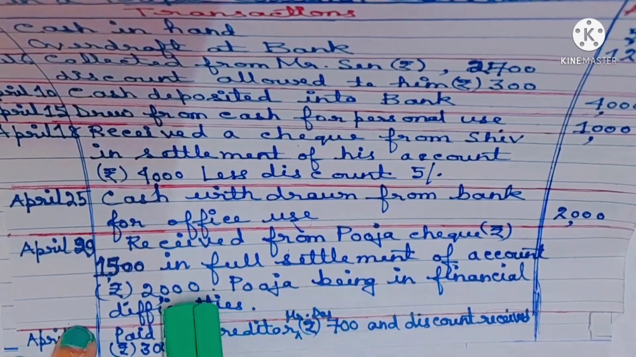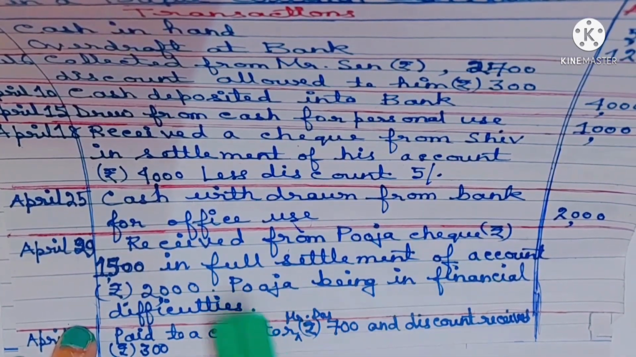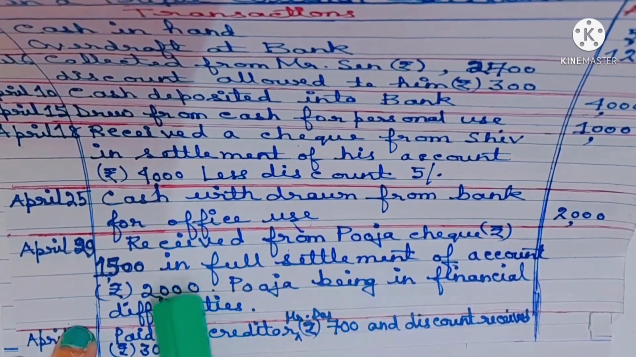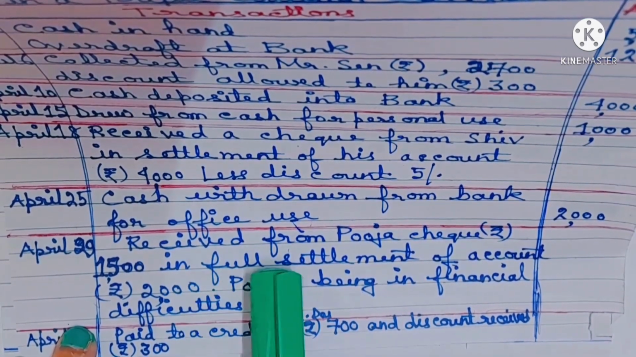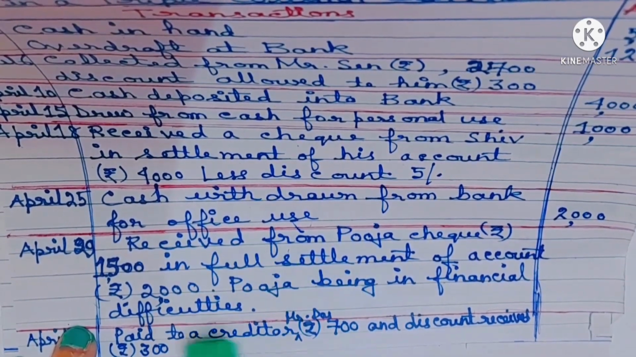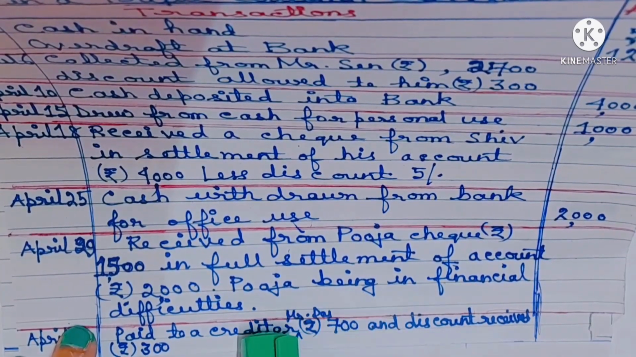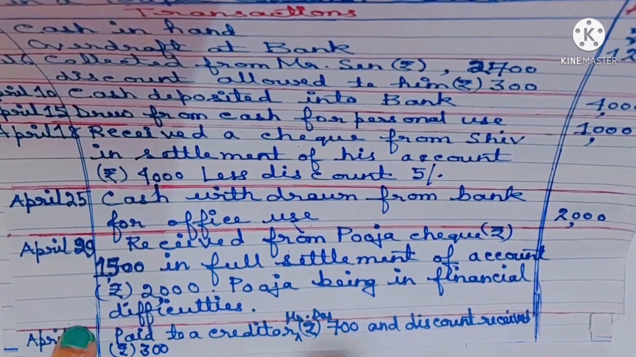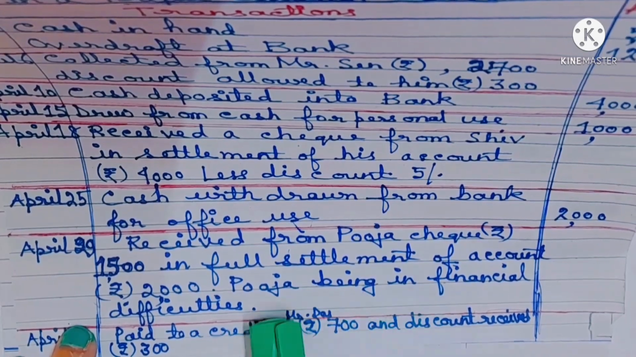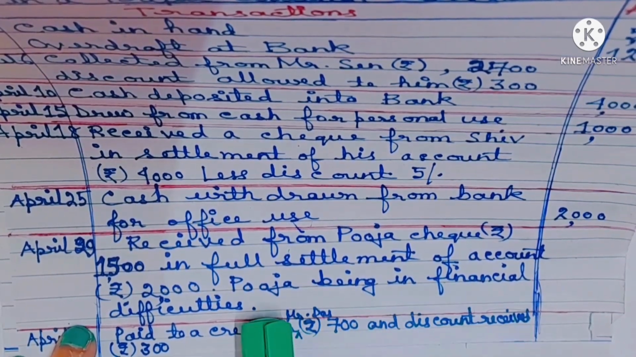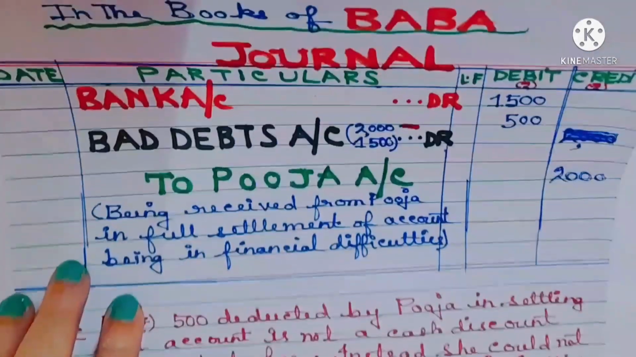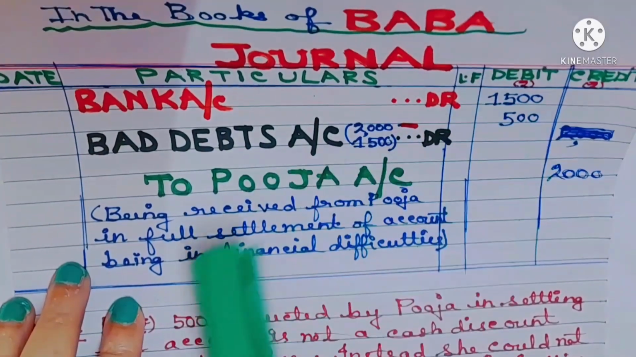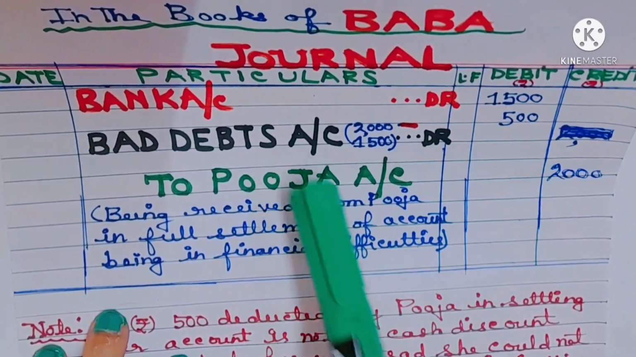We were supposed to get 2000 from Pooja, but why is 500 less? Why 500 is less? 500 is not discount allowed to Pooja because see the last line. Pooja being in financial difficulty. So 500 is bad debts. She could not pay rupees 500 due to her financial difficulties. Okay? So bank account 1500. How did we get bad debts account 500?